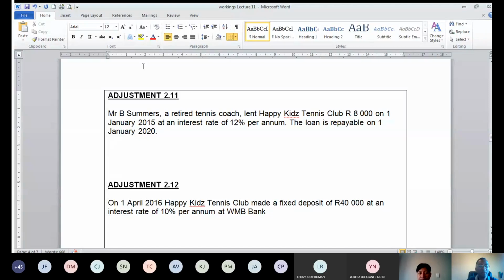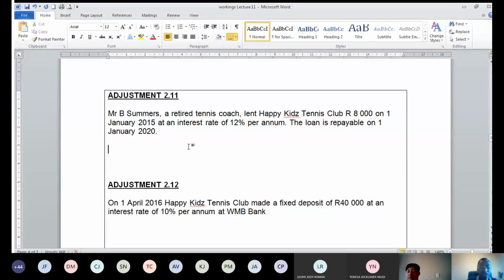Right, guys, I'm on to my next adjustment, which is adjustment 2.11. Mr. B. Summers, a retired tennis coach, has lent the tennis club 8,000 Rand on the 1st of January 2015, at an interest rate of 12% per annum. The 1st of January 2015, guys, was the start of the previous financial year. But we only account for expenses in the current financial year. So go to your account now, interest on loan.